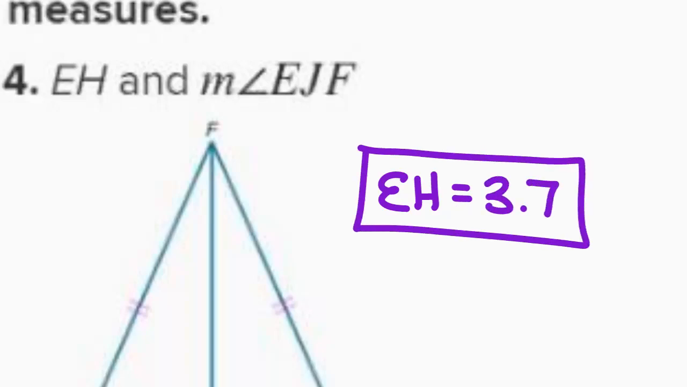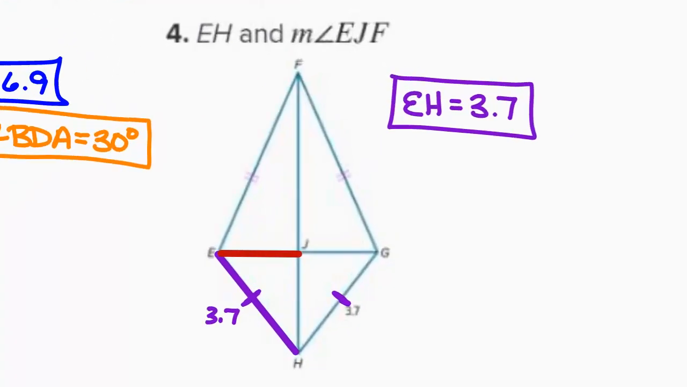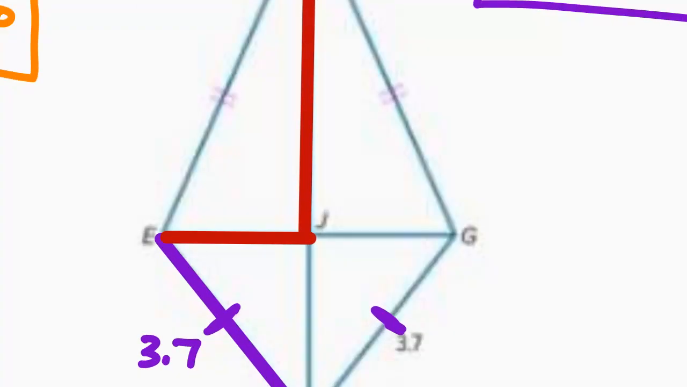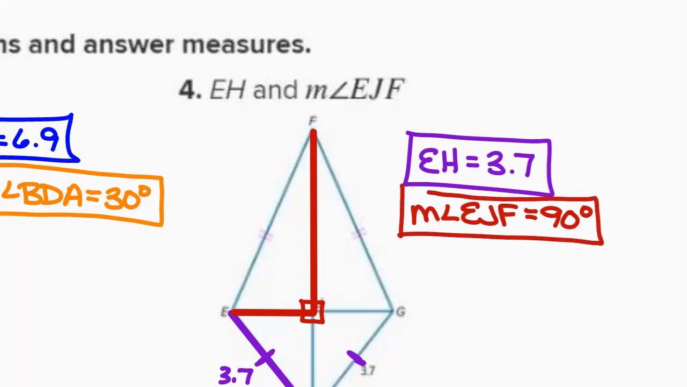And then the measurement of angle EJF. EJF. This angle right here. How big is that angle? 90 degrees. In a kite, just like in a rhombus and a square, where those two diagonals meet, they are perpendicular, which means they create 4 90-degree angles. Measurement of angle EJF is 90 degrees. All right.